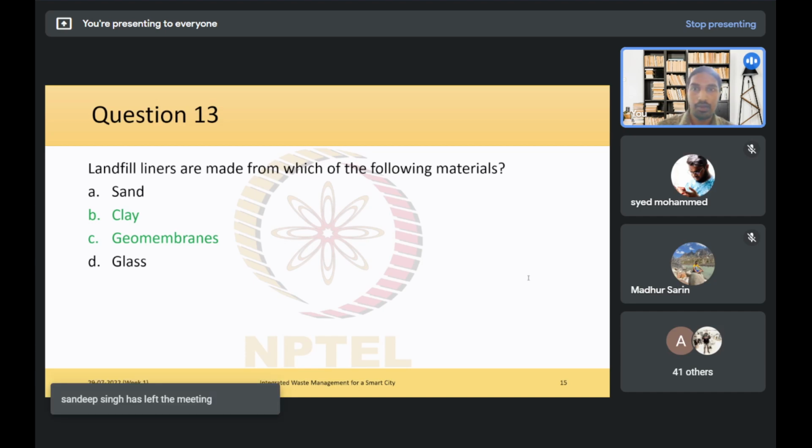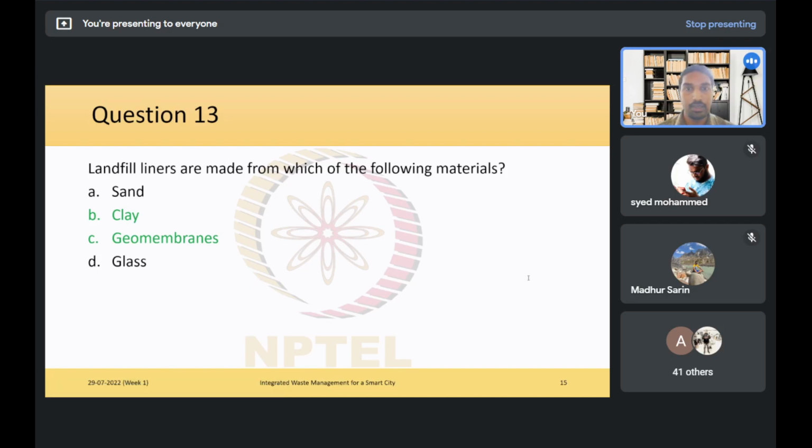Sand is used in the system, but its purpose is not as a liner material, right? Sand is used to allow the percolation of the leachate from the landfill into our drainage system. So that's where we use sand. Sand is used in the landfills, but not for the liners, and we do not use glass in the landfill. So the correct answer is only options B and C. We could use either of them or a combination of both clay as well as geomembranes.